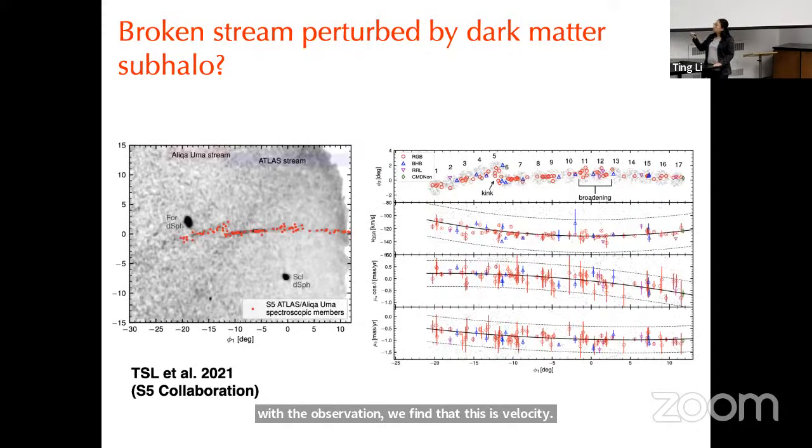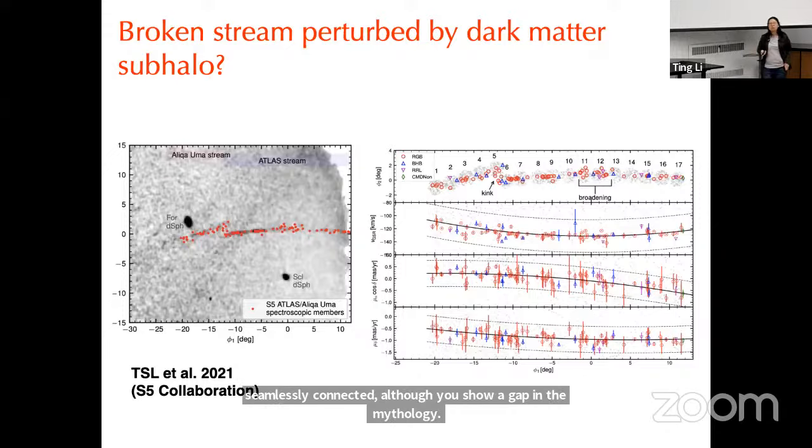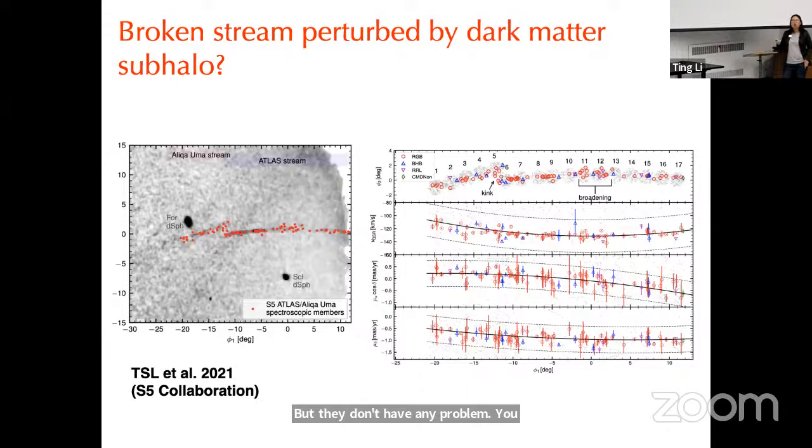These 2 streams, this is along the stream, along this direction. So these particles, these stars, correspond to all the stars here. You can see the velocity in 3 dimensions all seamlessly connected, although you see a gap in the morphology, but they don't have any problem in the kinematics. So we believe this actually is one stream, but somehow got perturbed.